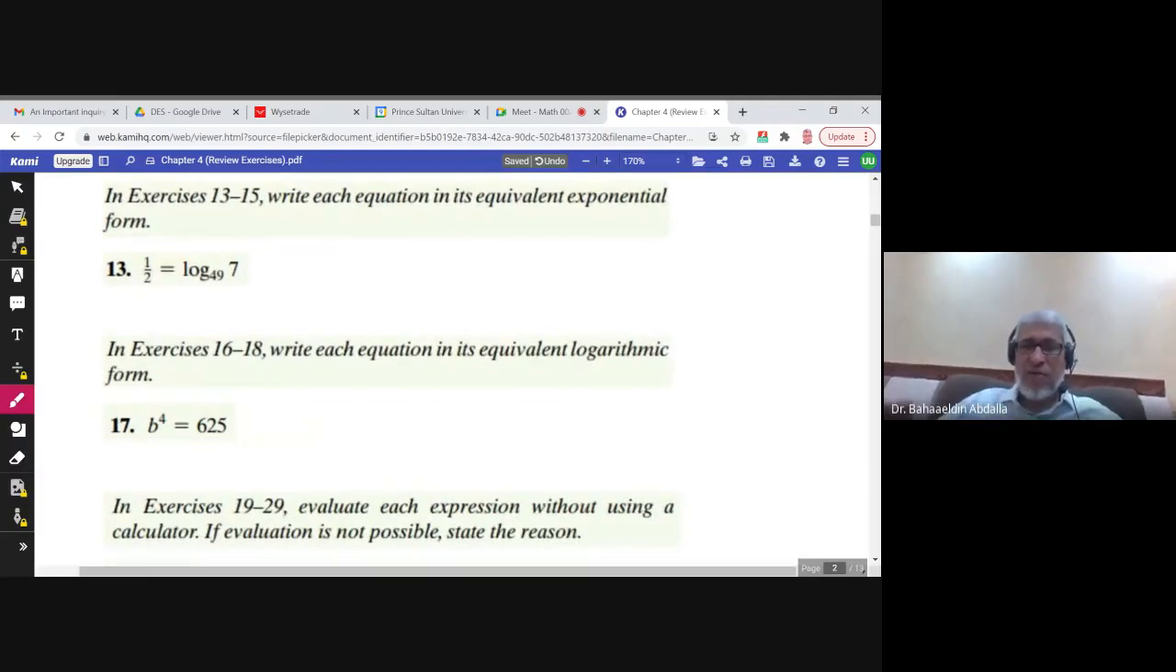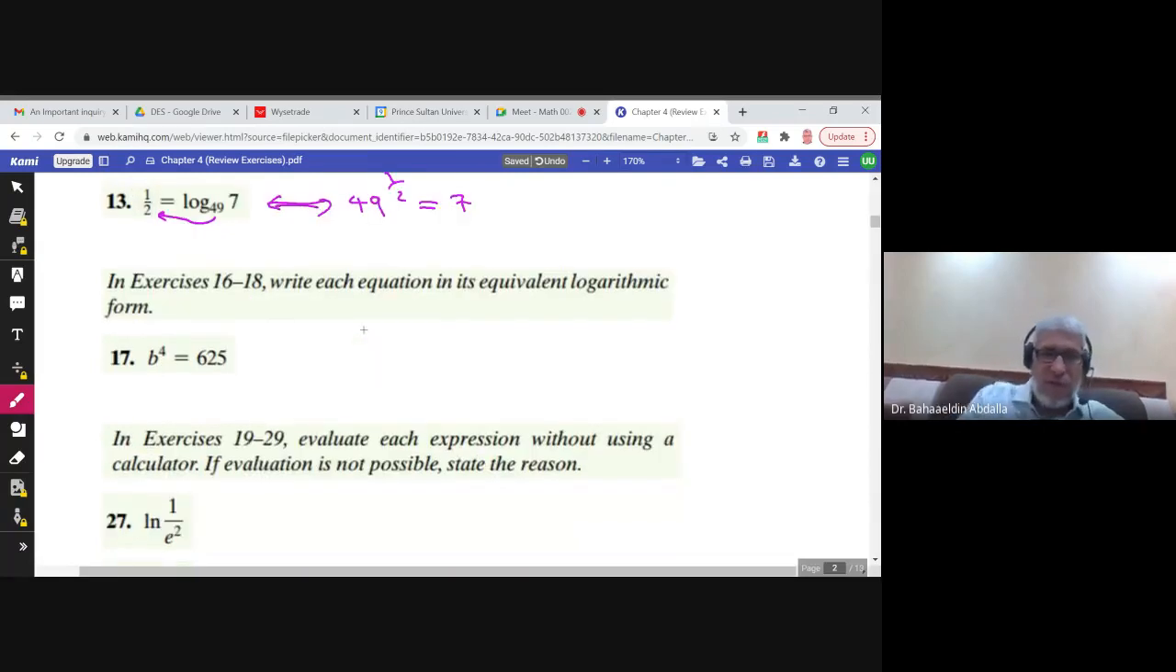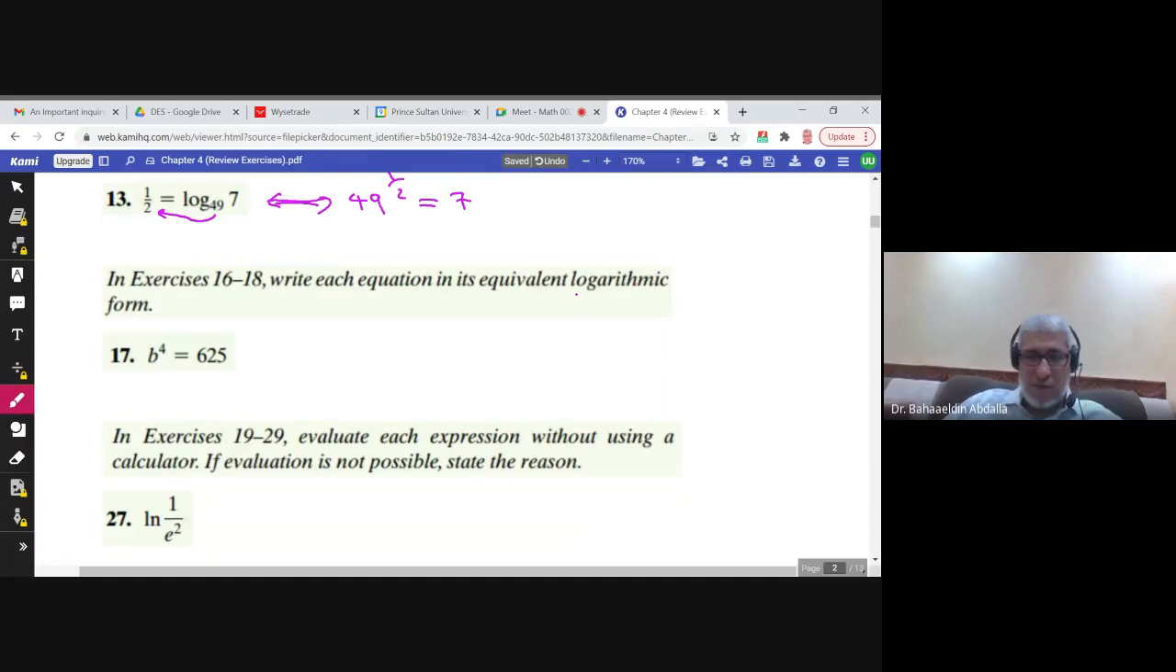Write each equation in its equivalent exponential form. To change the logarithmic to exponential form, we just say f and only f. And now this 49 raised to the power half is equal to the number 7. So this is how to change logarithmic to exponential. Here, write each equation in its equivalent logarithmic form. Now I have exponential, how to change it to logarithmic? Well, for the power, I take it alone on one side, and I write log. B is the base, I put it here also as a base, and 625 will be inside the log.